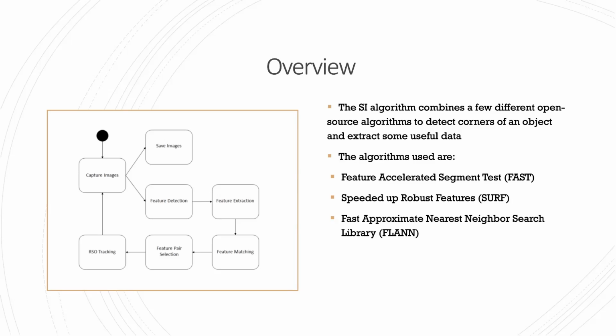This is done using a few different open source algorithms that we combined. We use Features from Accelerated Segment Test, which is fast, the Speeded Up Robust Features, which is also called SURF, and the Fast Library for Approximate Nearest Neighbors, also called FLANN. I'm going to use those short versions throughout the rest of the presentation.